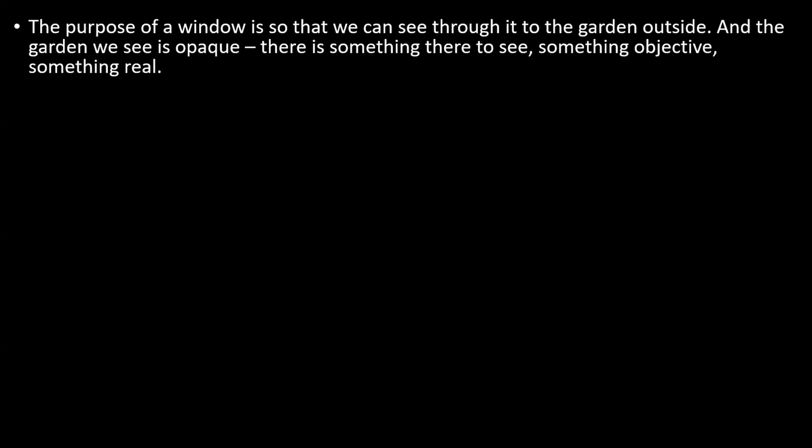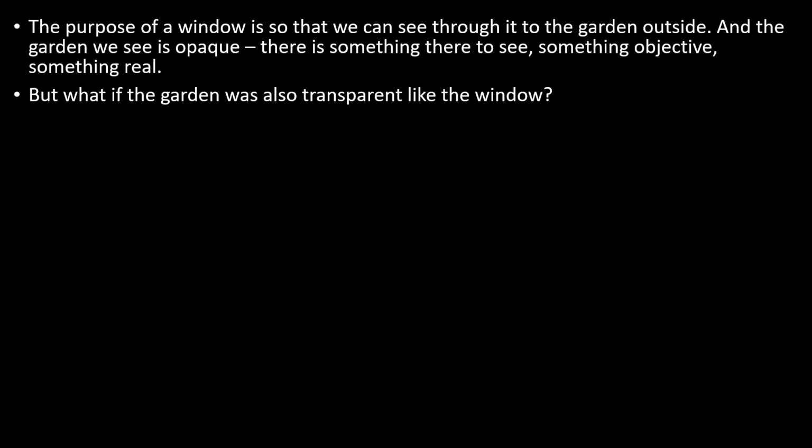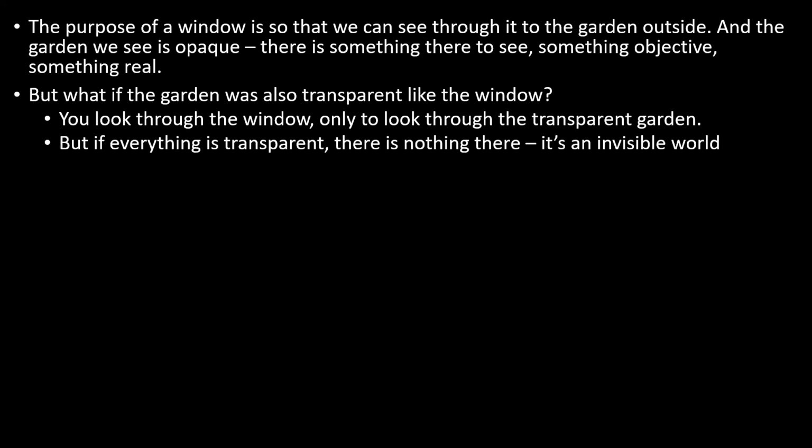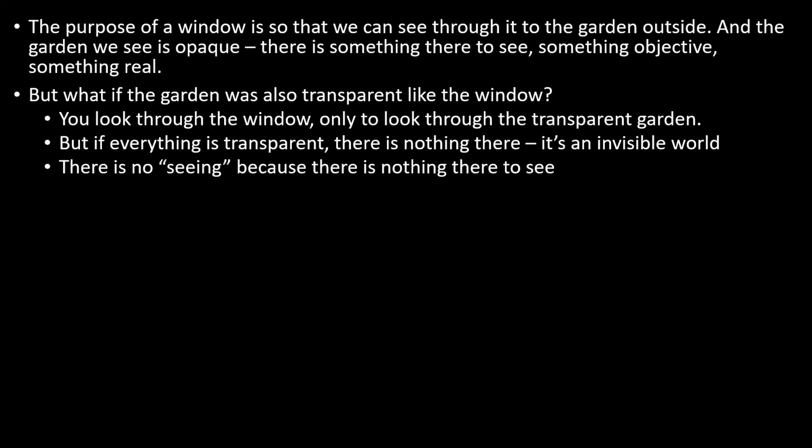So imagine looking out the window of your house into the backyard garden, and there's beautiful trees and flowers and bushes and, maybe a rock garden, a waterfall. These are real things. They're opaque and they're objective. You can see them. That's what the window is for. But he says, what if the garden was also transparent like the window? You look through the window only to look through the transparent garden. But if everything is transparent, there's nothing there. It's an invisible world. There's no seeing a garden because there's nothing there to see.